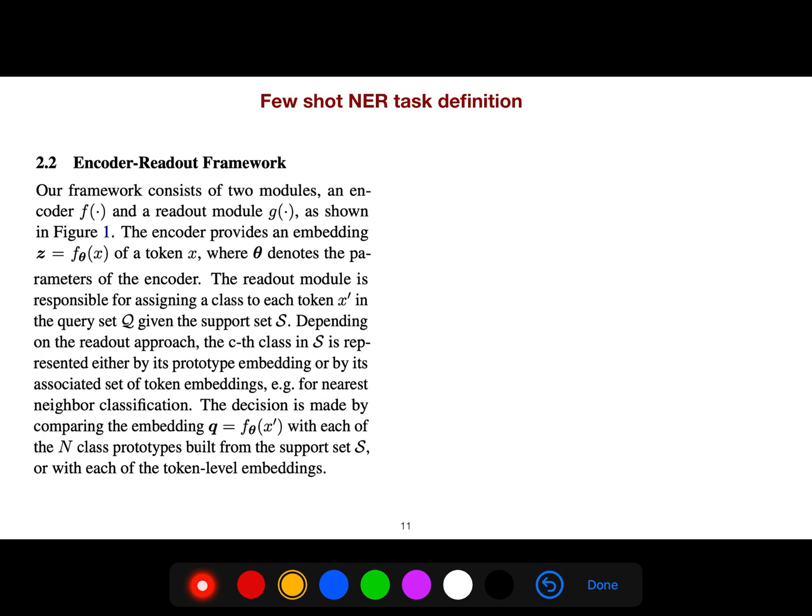So our framework consists of two modules, an encoder and a readout module. As shown, the encoder provides an embedding of token X. So we have a word, a token X, and we want to embed it. The readout module is responsible for assigning a class to each token. In different papers, they use span prediction, so instead of a word, we are working on a span, which may be more than one word. That is more general. Depending on the readout approach, the class is represented either by its prototype embedding or by its associated set of token embeddings for nearest neighbor classification. The decision is made by comparing the embeddings with each of the N class prototypes built from the support set, or with each of the token-level embeddings.